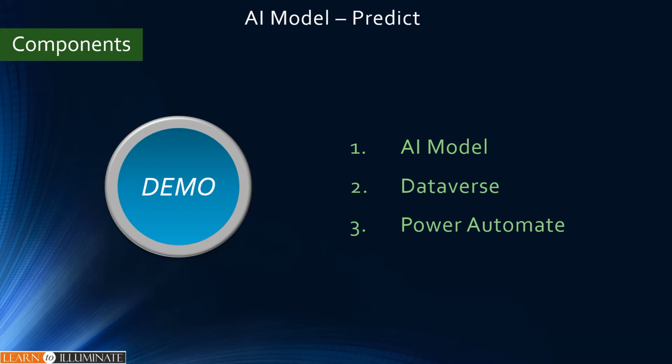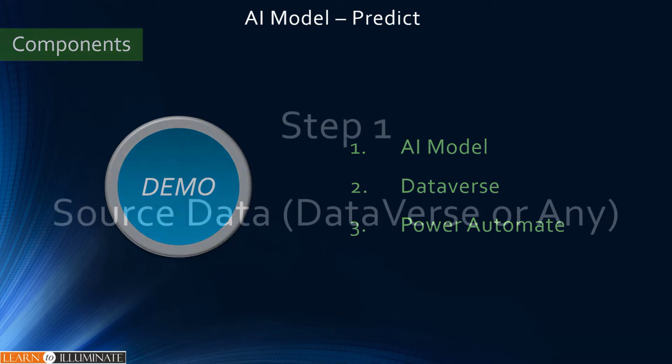Go to our demo now. Based on our use case, we need three components or applications to build this scenario. The first one is an AI model. This is to predict. The second one is Dataverse to have the source data. The final one is Power Automate, which connects the AI model and Dataverse.